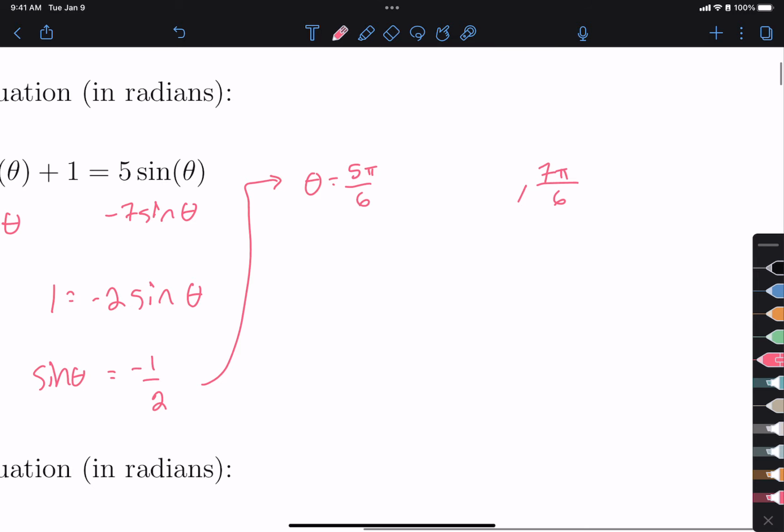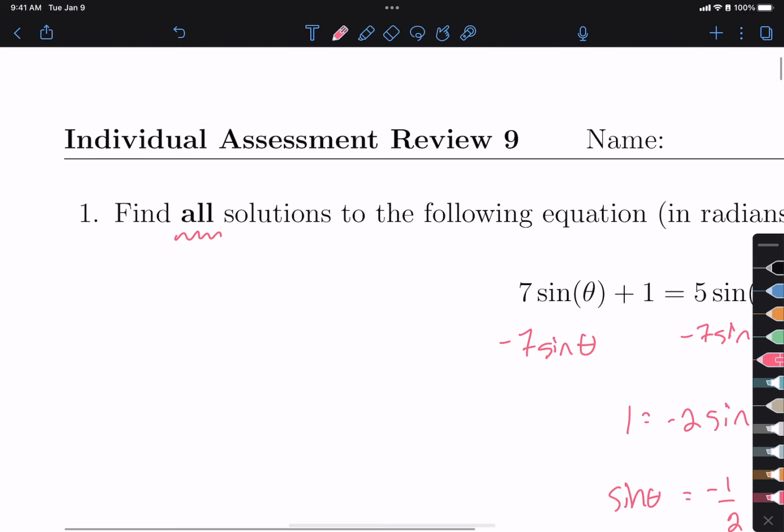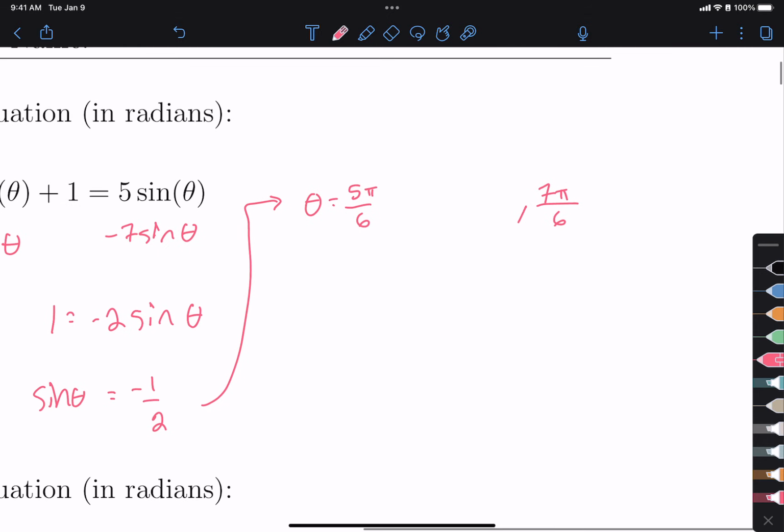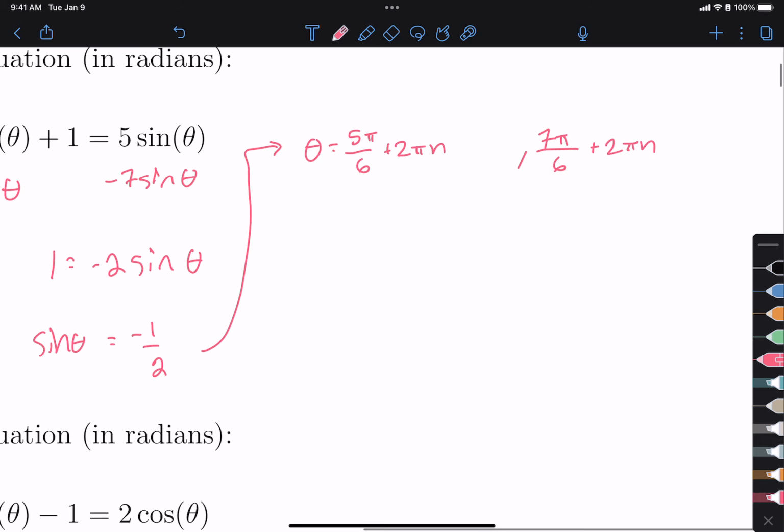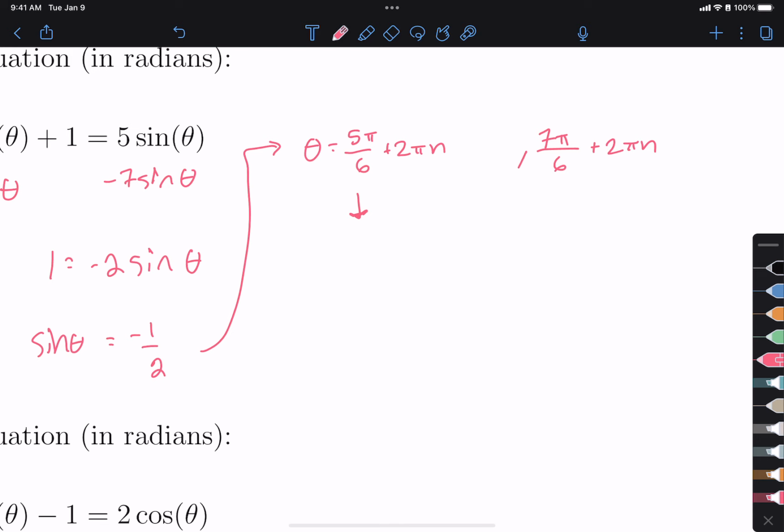But then we're looking for all solutions. The key word here is all. Whenever you say all solutions, you're going to want to add something. You're going to want to add plus 2 pi n to both of these, right? Because what we're saying here is that 5 pi over 6 is a solution to this. But if we rotate 360 degrees, right, if we make a full rotation, the sine value isn't going to change, right? So we can add or subtract a full rotation as many times as we want, n times for any number n, and it will still be a valid solution. So these are our infinite family of solutions.